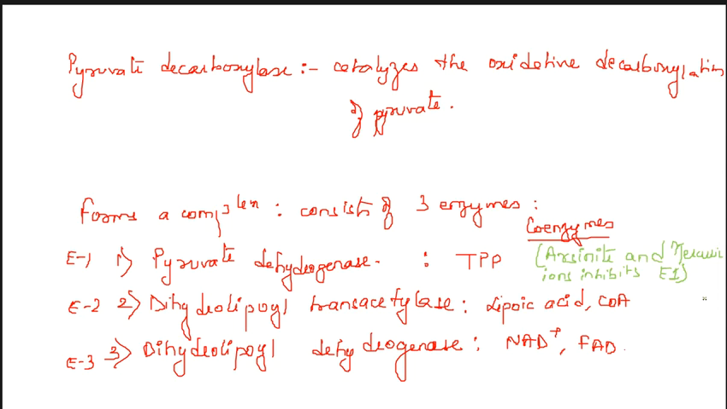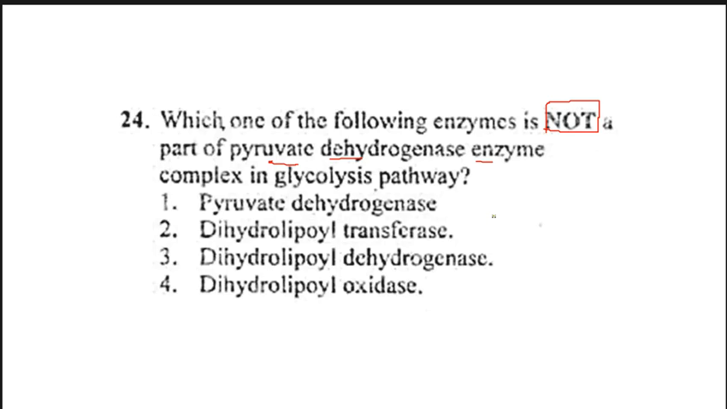Now let's go back to our question. Which one is not the part? Pyruvate dehydrogenase and dihydrolipoyl transferase are part of it, dehydrogenase is part of it, but oxidase is not involved here. So E1 is dehydrogenase, E2 is acetyl transferase, which is lipoyl transferase, and E3 is dihydrolipoyl dehydrogenase. Right? Hope this is clear to you.